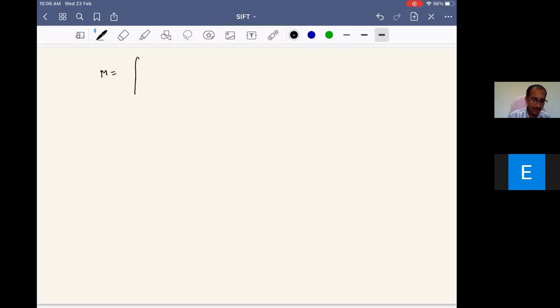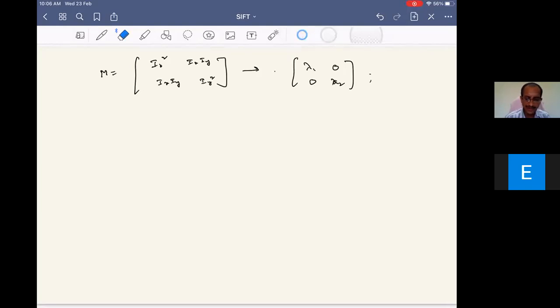There was a matrix M which takes Ix squared, Ix Iy, and then Ix Iy again, and Iy squared, and then takes this decomposition into lambda 1 and lambda 2, and then using these eigenvalues we can identify which are edge pixels. What is the condition for an edge pixel in terms of eigenvalues? For what values of lambda 1 and lambda 2 can we say that it is an edge?